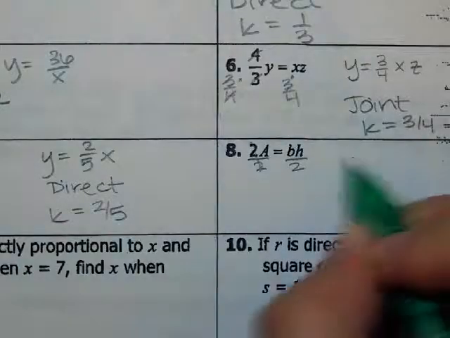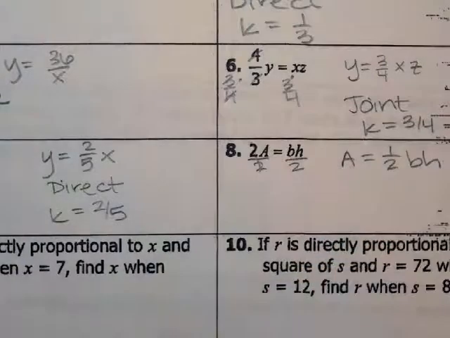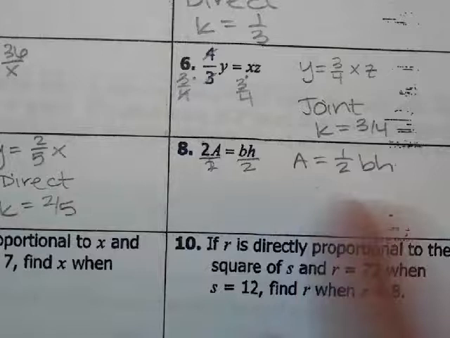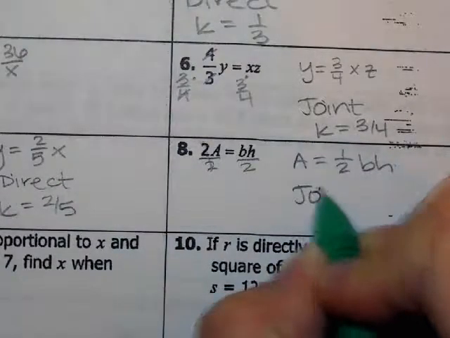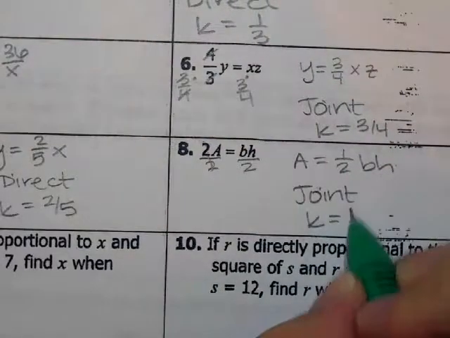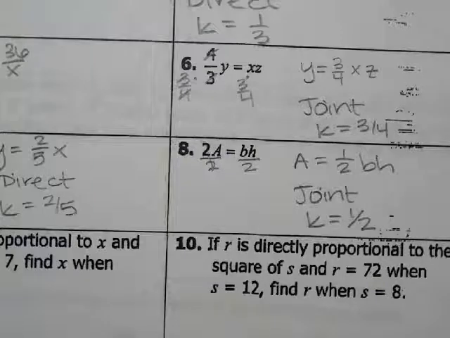Okay, so if we write it as 1/2 times BH, then is this recognizable as direct, joint, or inverse? This is joint, okay, and what's the k value? 1/2. So we can see the BH is kind of like the XZ, the A is kind of like the Y, and then the 1/2 in the front is the K, right? How comfortable are you guys with those? Pretty easy to recognize, yeah? Okay.